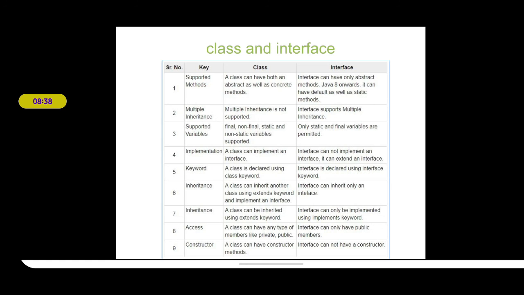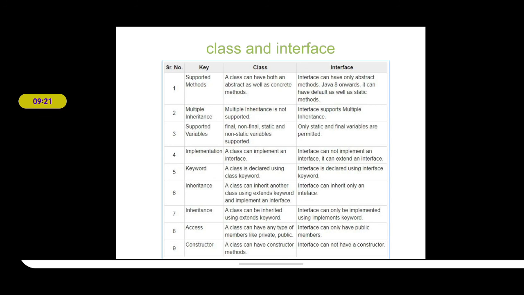Now this table shows us how classes and interfaces vary. A class can have both abstract as well as concrete methods, but an interface can have only abstract methods. From Java 8 onwards it can have default as well as static methods too. Multiple inheritance is not supported by classes, but interfaces support multiple inheritance. Final, non-final, static and non-static variables are supported in a class, but only static and final variables are permitted in an interface.